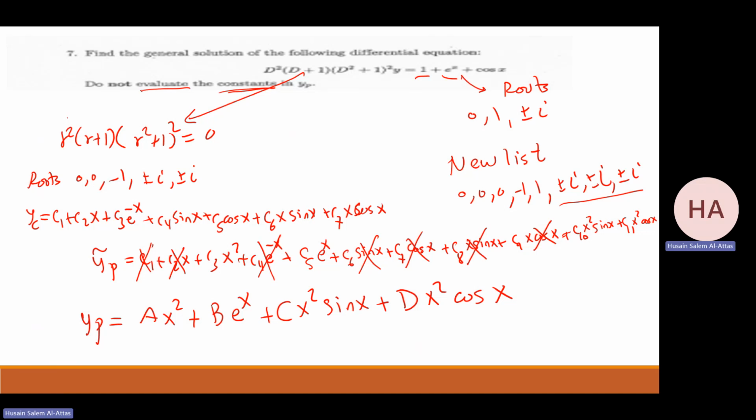He said don't evaluate the constants. Yes, he wants the form. So what is the general solution as a form? It will be yc plus yp.